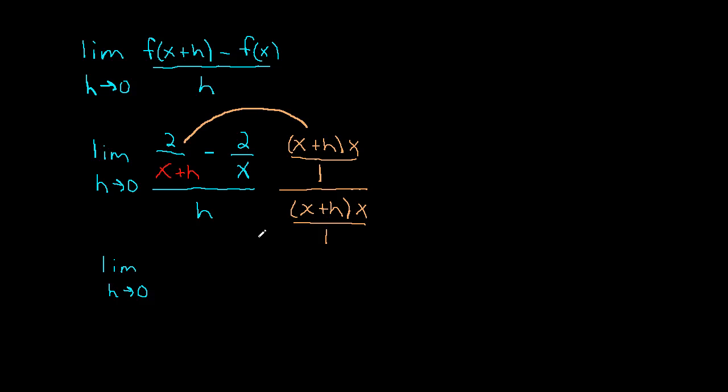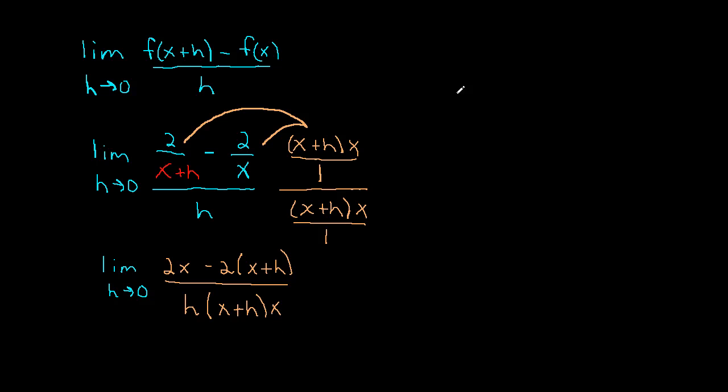When I multiply these first terms together, notice that the x plus h cancels. I'm really left with 2 times x, so I get 2x. Now, if I multiply times the second term, notice that this x will reduce with this x, and I'm left with a negative 2 times x plus h. And this is all over h times x plus h times x.